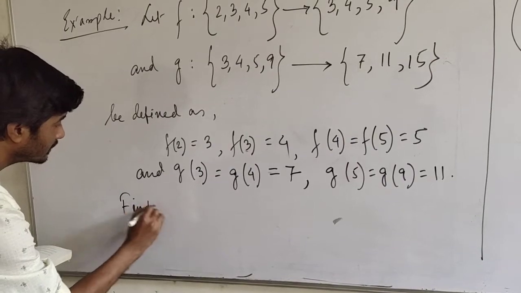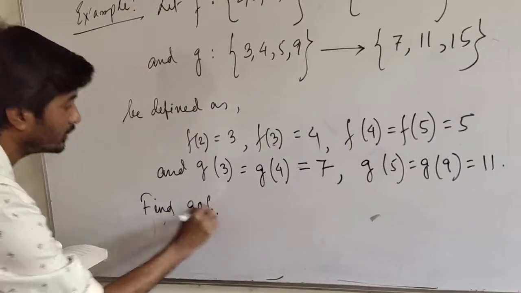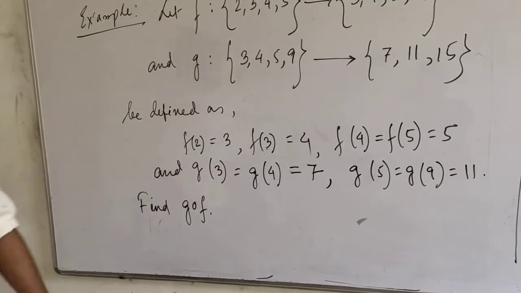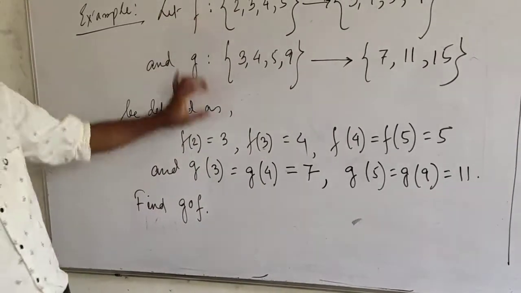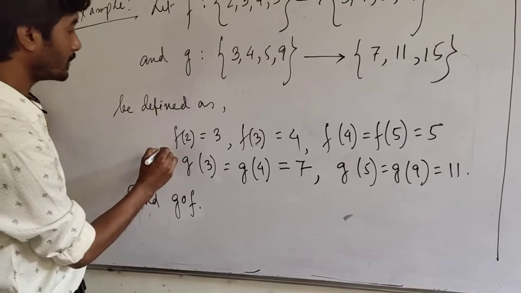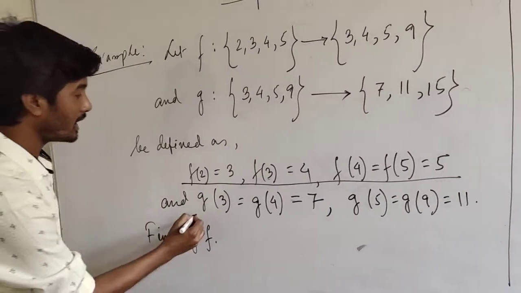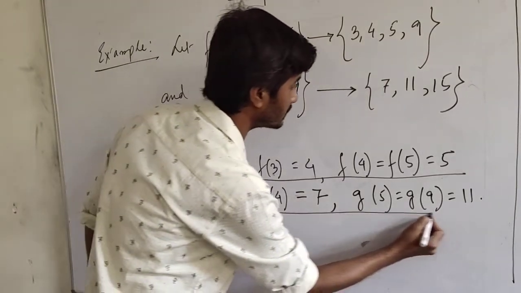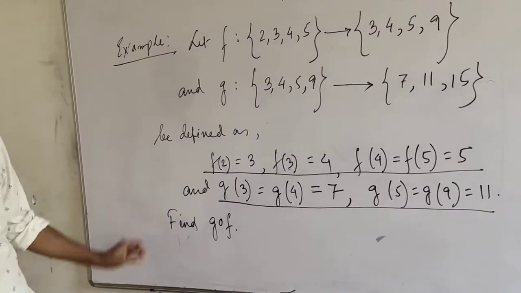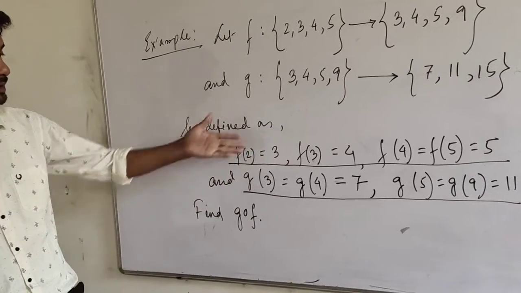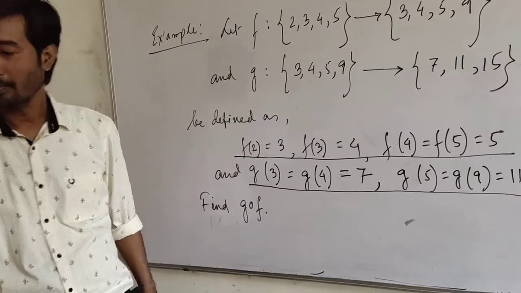Find ZOF. We need to find out the composition ZOF, and the definitions of these two functions f and z are given in this form. So this is the definition of the function f, and the second one, this is the definition of the function z. Our aim is to obtain the composition ZOF for these two functions f and z.